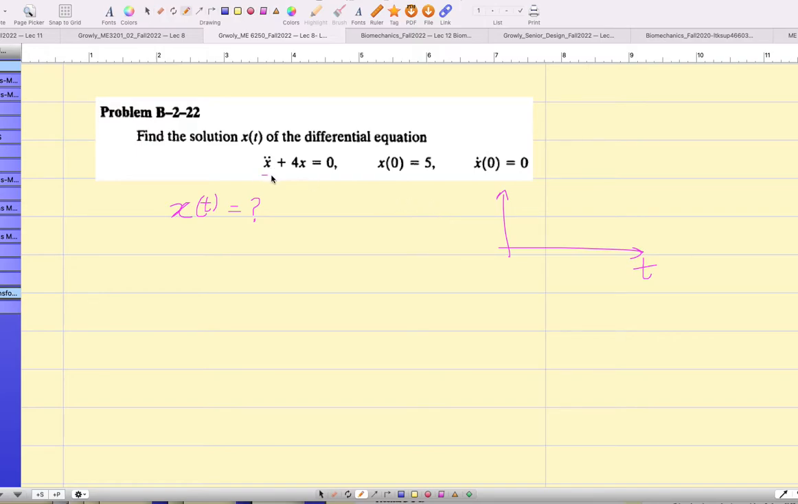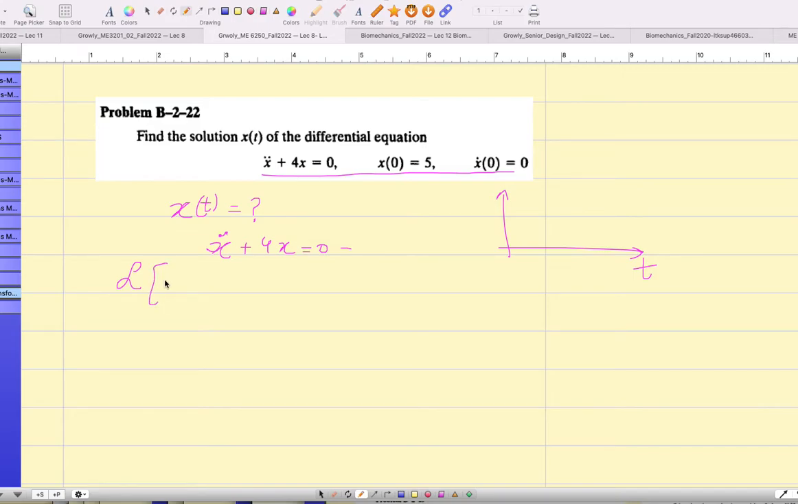In order to do that, you see the initial conditions are given: displacement at time 0 is 5, and velocity is 0 at time t equals 0. So let me write this down. Over here you have to take the Laplace transform. First you take the Laplace transform, and then you take the inverse Laplace transform later on.